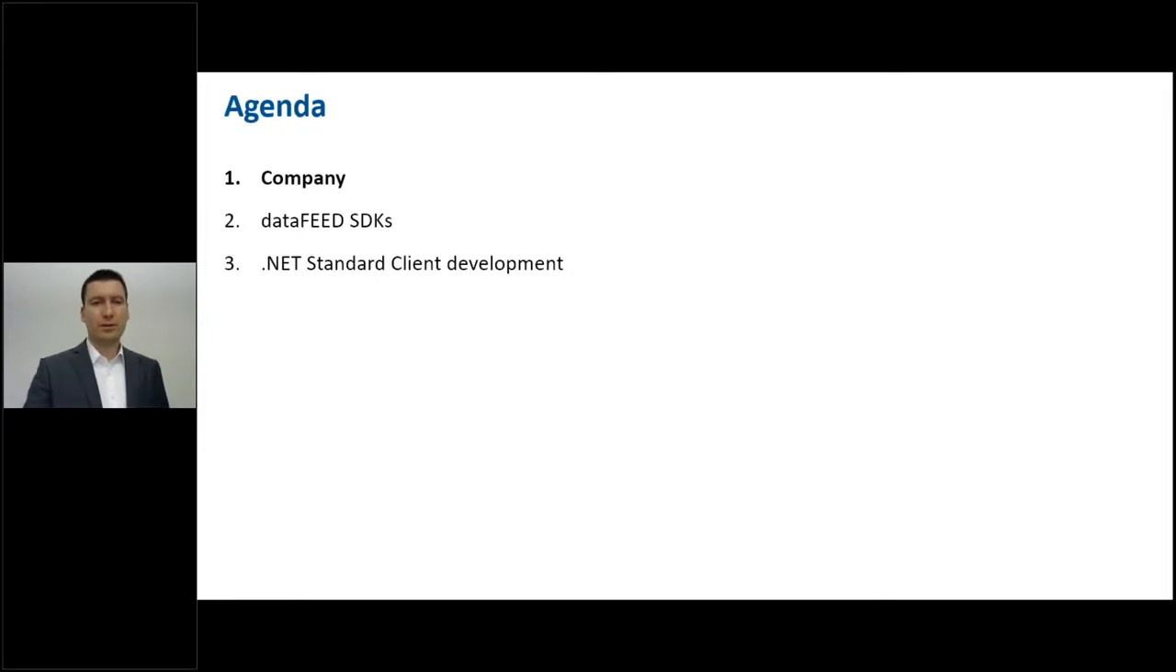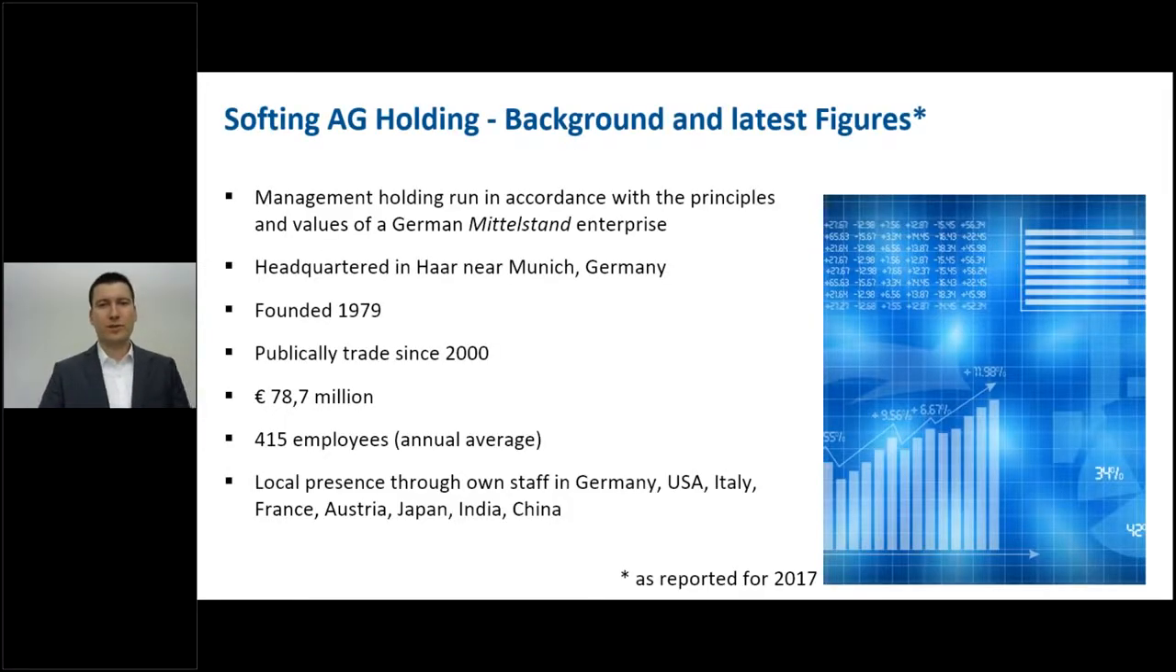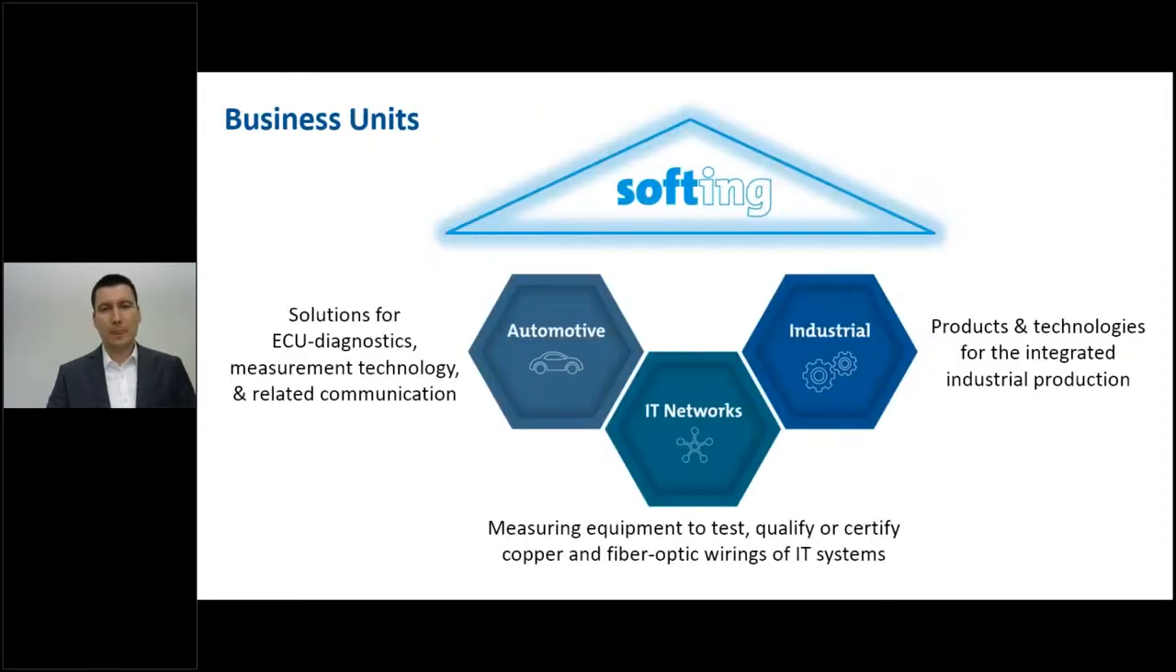So the company Softing. Softing is a German middle-sized company based in Munich and on many other locations around the world. We have around 400 to 430 people, and we have a revenue of about 80 million euro per year. We were founded in 1979 and are growing since then. Softing has 3 different business units: automotive, IT networks, and industrial. We are from the industrial part, so we are here for products and technology for integrated industrial production.